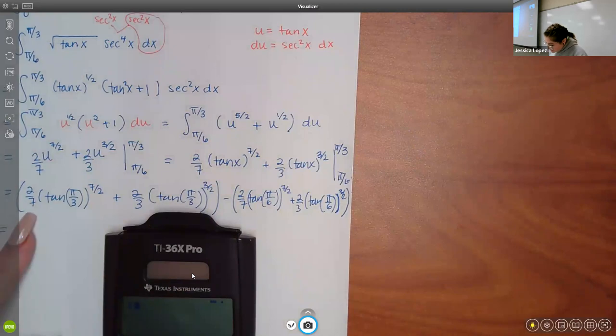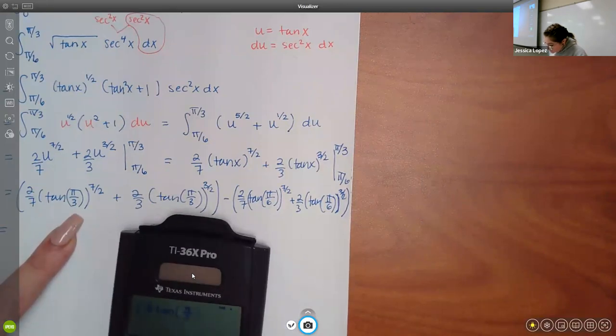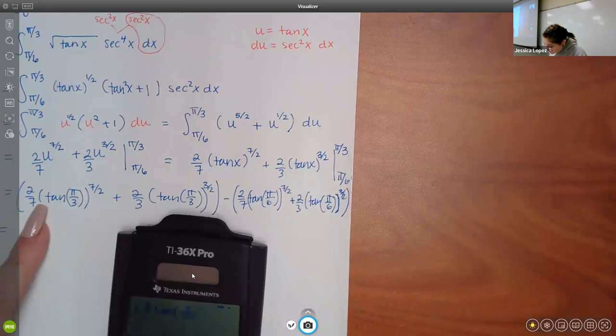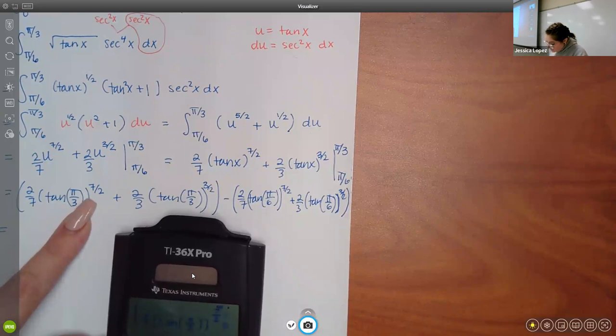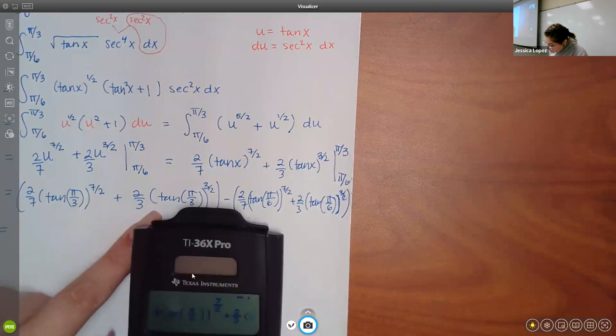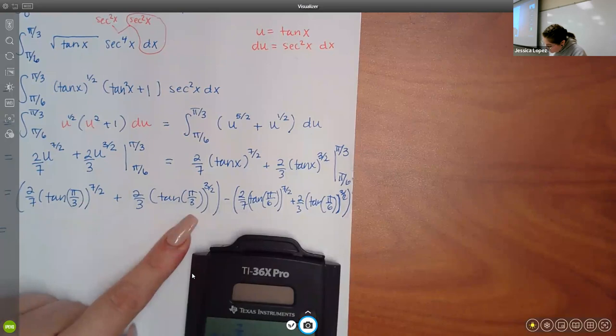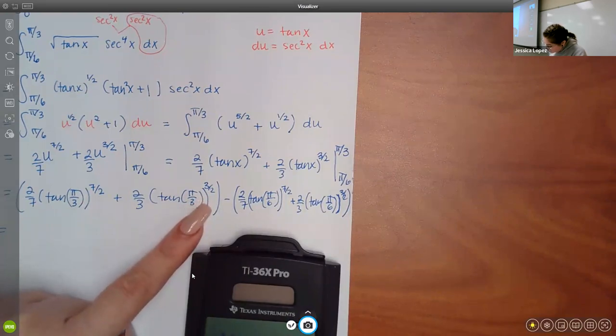So parentheses 2/7, tangent of pi over 3, close it. Oh, I forgot this parenthesis. Here we go, because I want to give it that exponent, right? Raised to the 7/2. Now plus 2 over 3, parentheses, tangent, pi over 3. Now your calculator can get overloaded, parentheses, power. So I think I'm actually going to split this. Oops, wait.